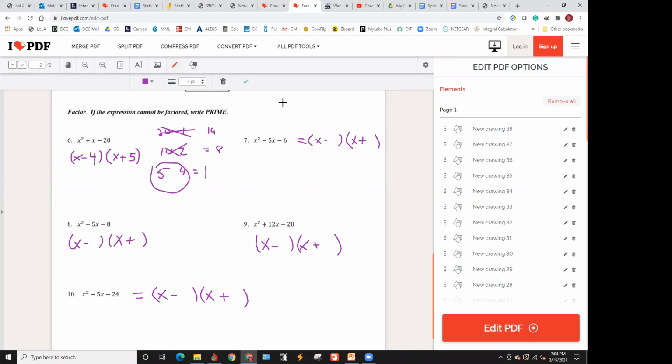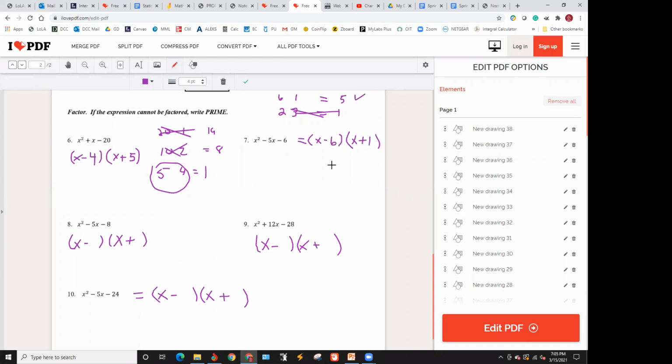All right, so here, factors of 6. You got 6 and 1 and 2 and 3, the only factors. So what's the difference? In other words, when I say the difference, subtract. 6 minus 1 is 5. 3 minus 2 is 1. This one does us no good, but here's the pair we need. So that means, since this middle term is negative, the larger number goes here.